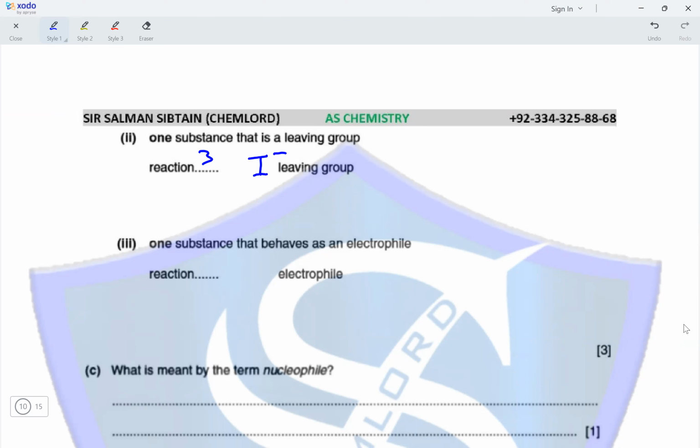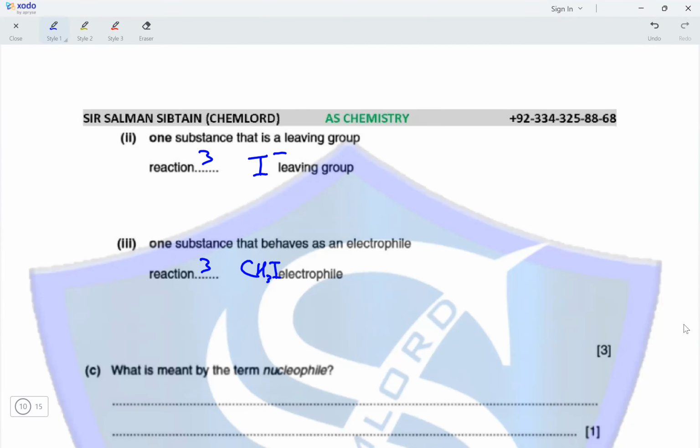One substance that behaves as an electrophile. Electrophile means electron deficient species towards which the lone pair of electrons are attracted. So CH3I has the CH3 positive ion acting as the electrophile. So in reaction 3, we've got CH3I, out of which the CH3 will act as the electrophile because the OH will be attracted towards it, and the lone pair of electrons of the OH will be attracted to the positive charge on the carbon atom in CH3I.